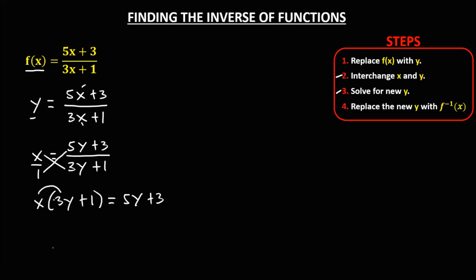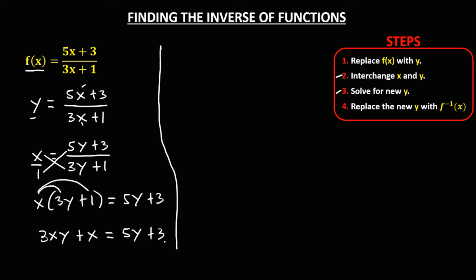Then simplify, so distribute. That's 3xy, and x times 1, so plus x, equals 5y plus 3. Then we need to group all y at one side. So we need to transpose this 5y to the left side. So this becomes 3xy, and this positive 5y becomes negative 5y, equals, transpose this positive x, becomes negative x, then plus 3.